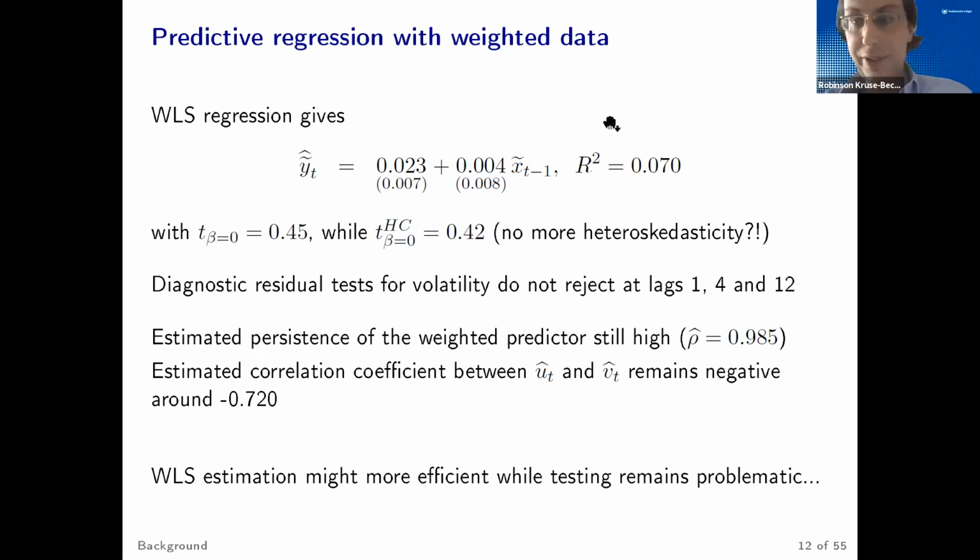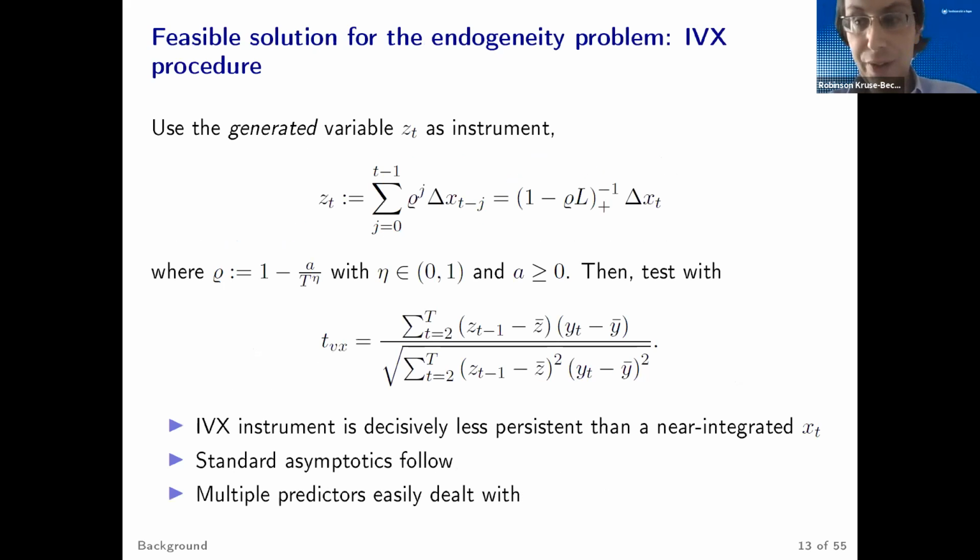Well, if you do weighted least squares regression instead, you also lose the evidence for any kind of predictability. And that is not really depending on whether you correct for any remaining heteroscedasticity. Maybe there shouldn't be any because we have already filtered it out. So the question is, is that the solution? Well, no, the estimation might improve, but the testing problem, of course, remains. So what can you do?